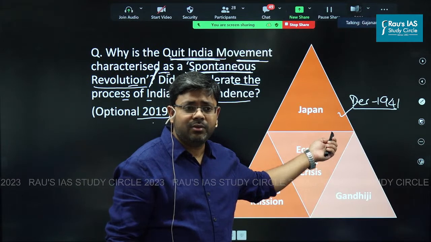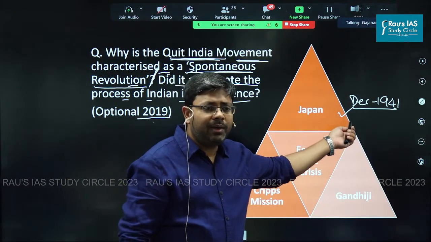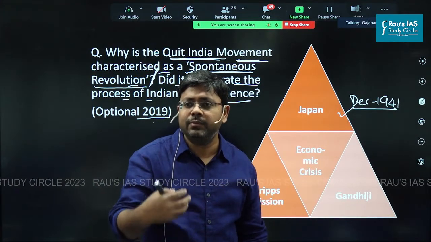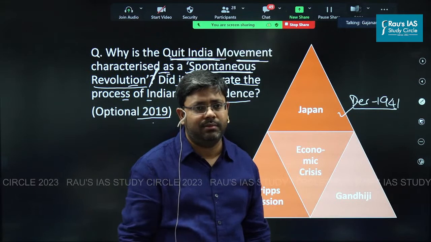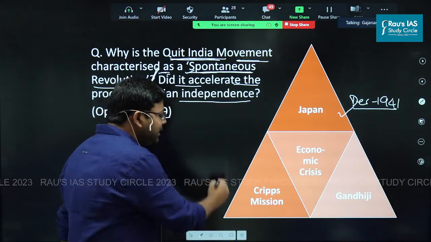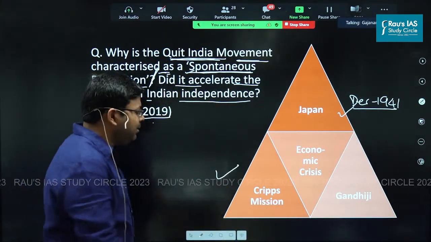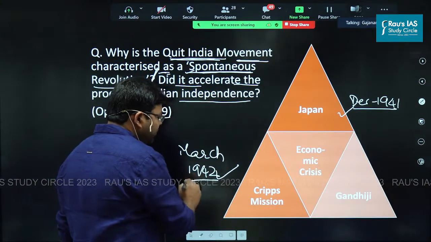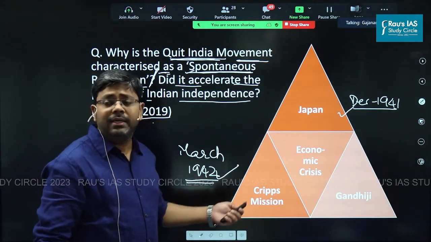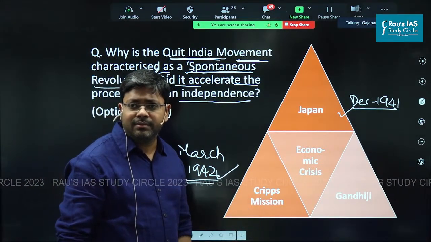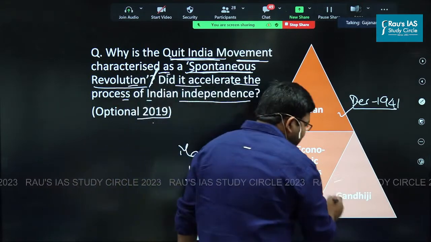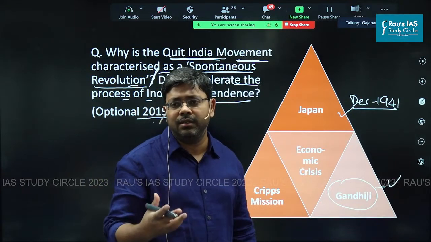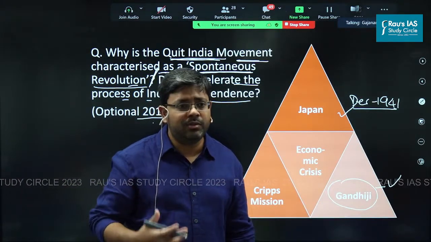First factor: don't you think that the entry of Japan completely changed the situation? It was very abrupt, very spontaneous, sudden. On the other hand, in India, the Cripps Mission that was sent in March 1942 had failed. The Indians were completely disappointed. Third factor: don't you think that Gandhiji was going through the last phase of his political career? And he was very impatient to get results for India.